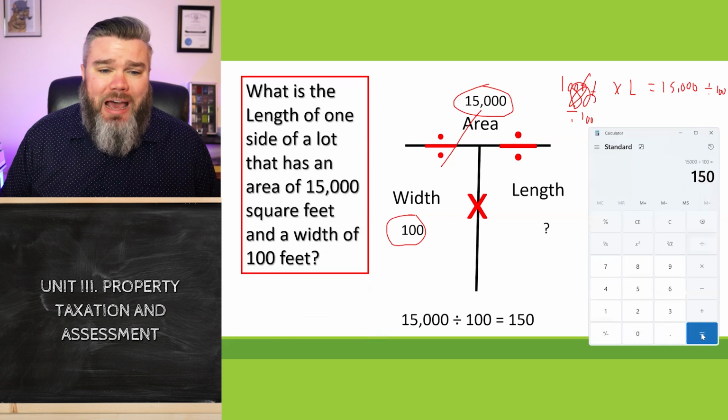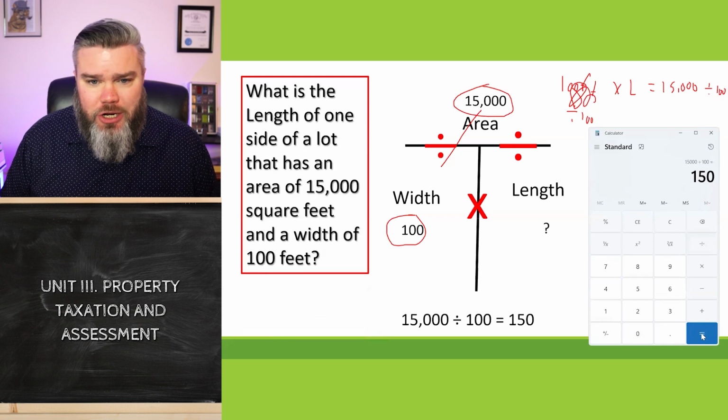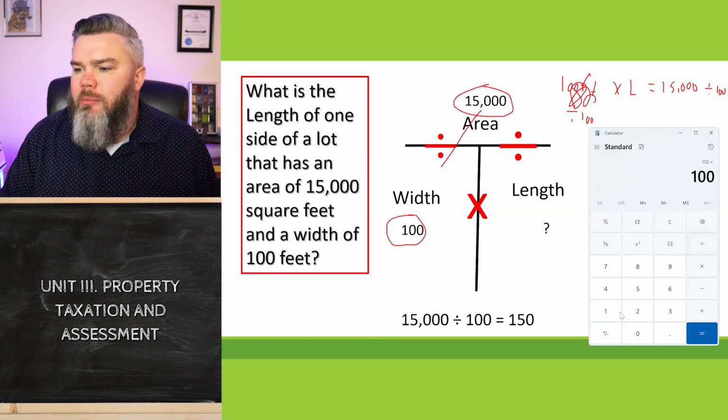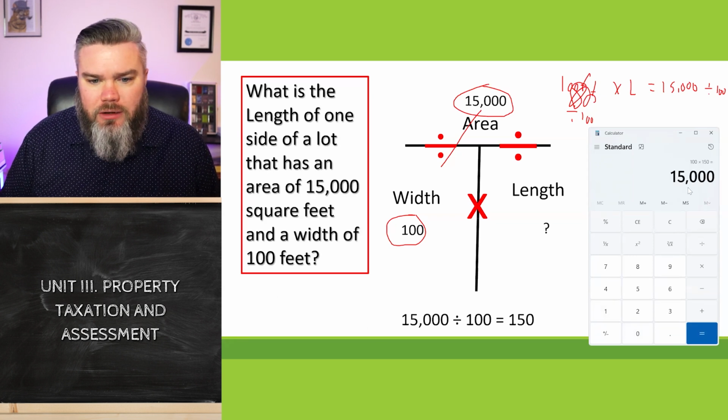And the beautiful thing about math, for those of you who absolutely hate it, is you can check your work. Go back and take 100 and multiply it by 150. You get 15,000. Yay, you got it right. Math can be checked. That's the beautiful thing about it.